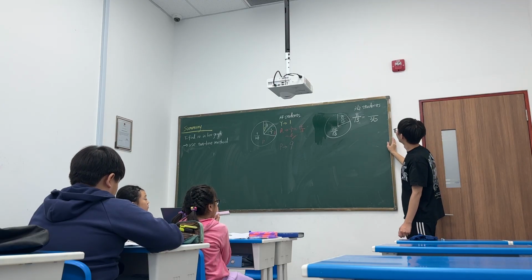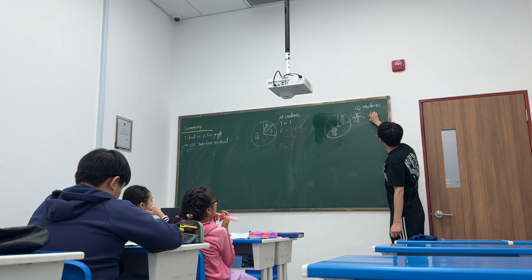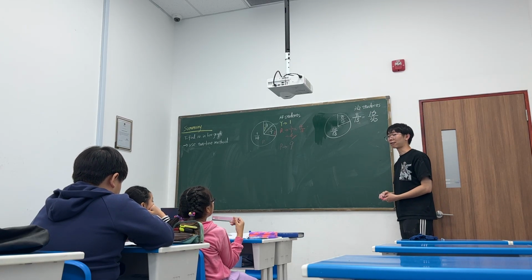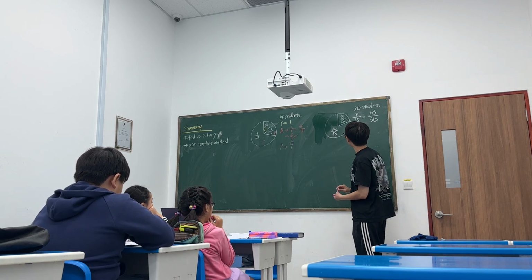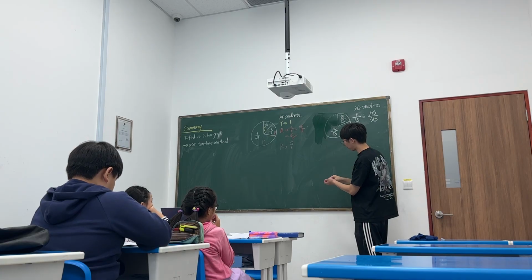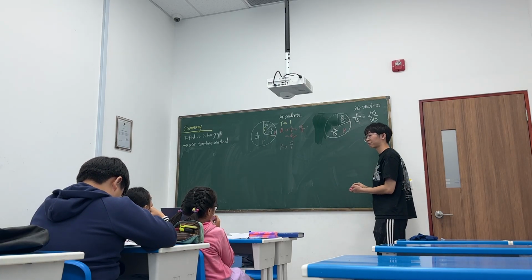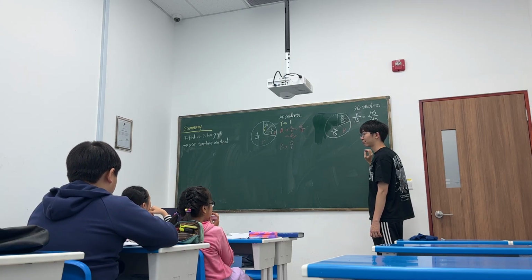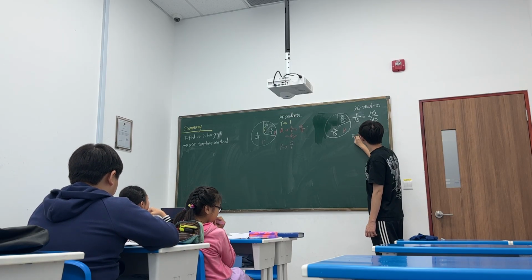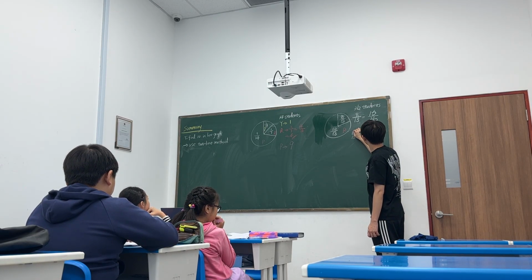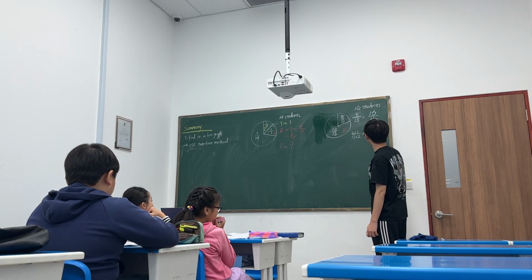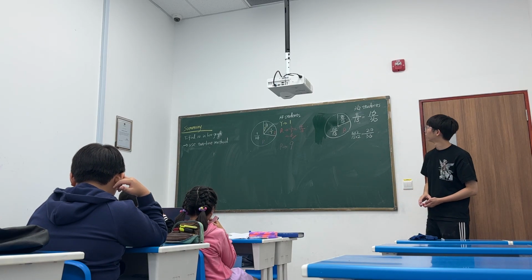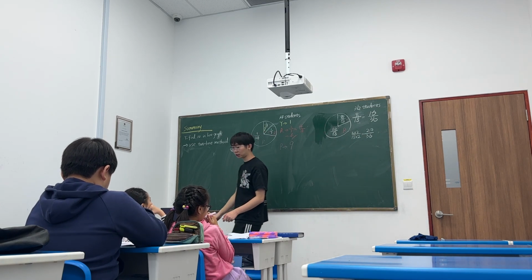Times 2. Times 2, excellent. So this becomes 16. So there are how many students who like purple? 16 students like purple. Alright, how about this one? How many students like red? Bernice, how do I find this out? Yeah, it was 20 over 36. So how many students like red? 20 students, excellent. So yeah, that's how you find out from the fraction.